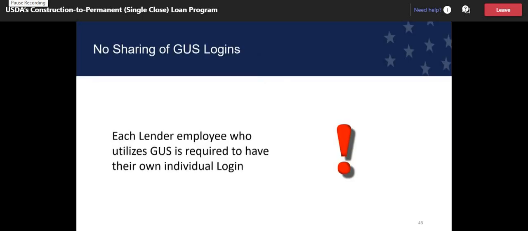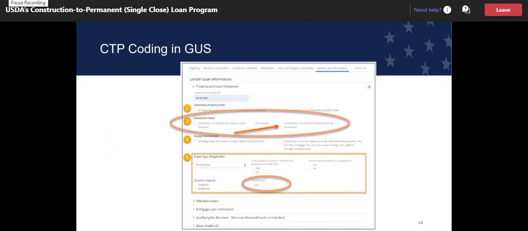Before we get into the specifics on coding these loan features in GUS, our Guaranteed Underwriting System, we need to remind you that each lender employee who utilizes GUS is required to have their own individual login. So the big warning is do not share logins between employees. Repeated abuse of the system in this way could jeopardize the lender's approval to use GUS and the guaranteed program.